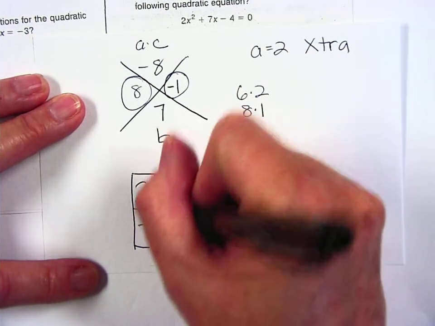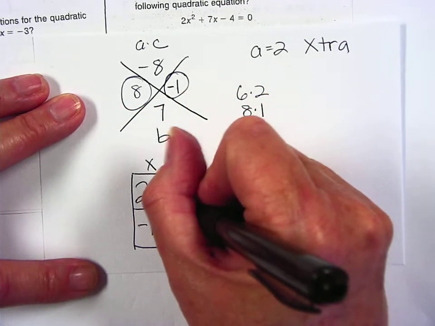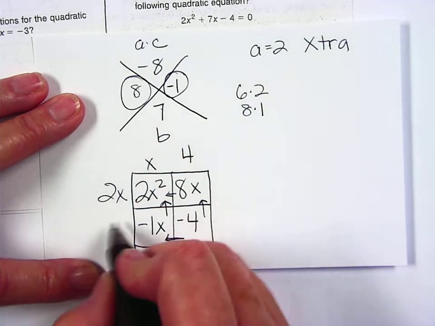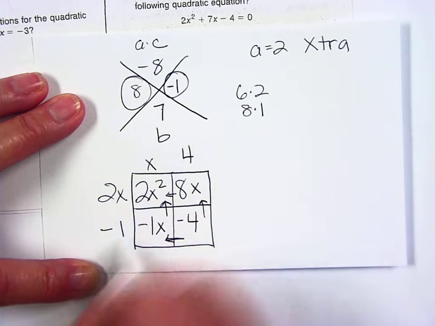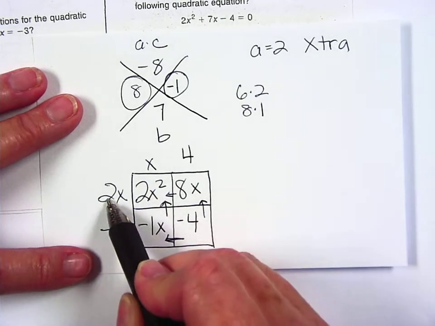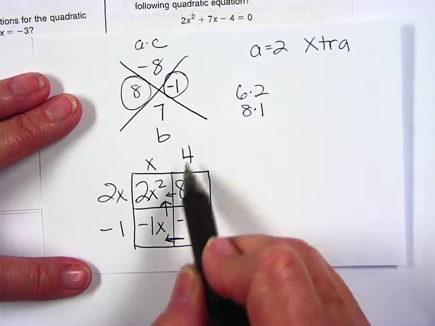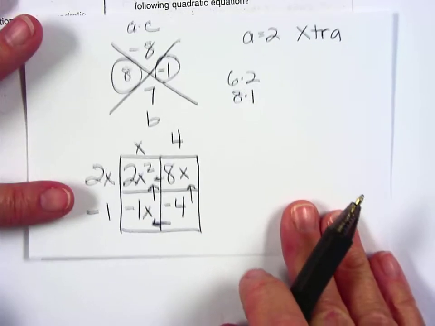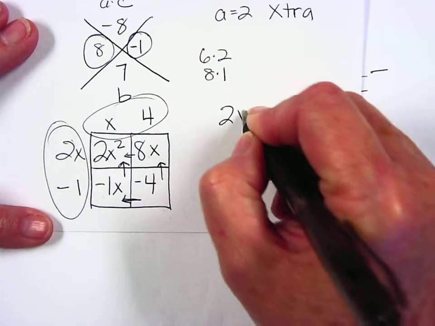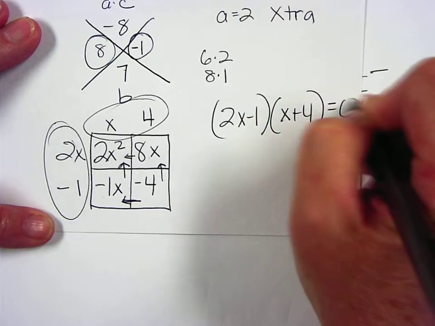My GCF here is x. My GCF here is 4. My GCF here is 2x, and my GCF here is 1, and it's probably a negative 1 since these are both negative, but let's double check. This times this is this. This times this is 8x. X times negative 1 is negative 1x, and negative 1 times 4 is negative 4. We have successfully factored this, and my factors are here and here. 2x minus 1 times x plus 4 equals 0.